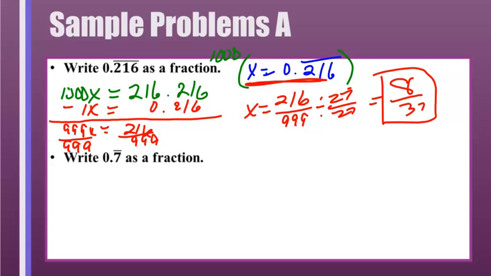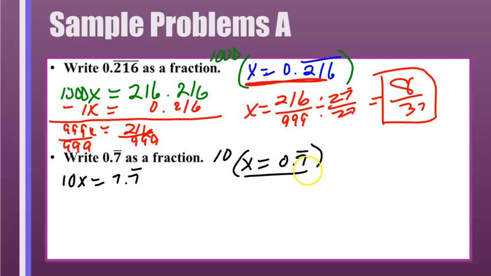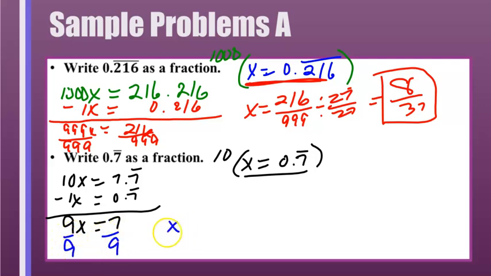Next one, we have x equaling 0.7 with the 7 repeating. Because it's only one digit being repeated, I multiply by 10. So we have 10x equaling 7.7 repeating. And I take this equation and I'm going to subtract. And this is going to give us 9x equaling 7. To get x by itself, just divide by 9. And x is going to equal 7/9.